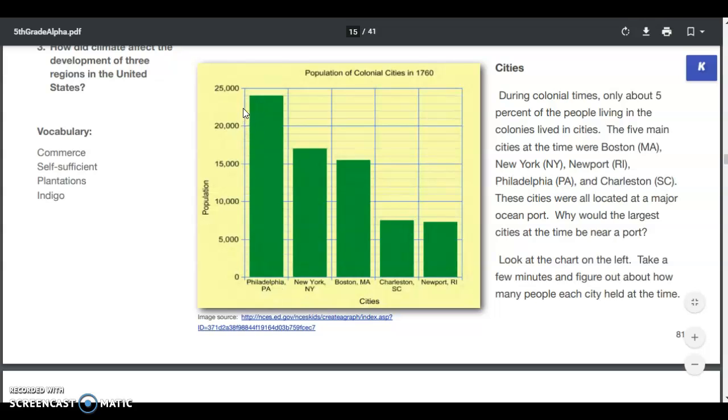That looks like 1, 2, 3, 4, and then we'll hit 5. So it's going by 5,000. So I'd say 24,000 for Philadelphia. New York, looks like they're coming in at 18,000. Boston, Massachusetts is between 15,000 and 16,000. So we might say 15,500. And Charleston, South Carolina, and Newport, Rhode Island kind of look about the same. Let's see, so 5, 6, 7, about 7,500, somewhere in there for each of those.